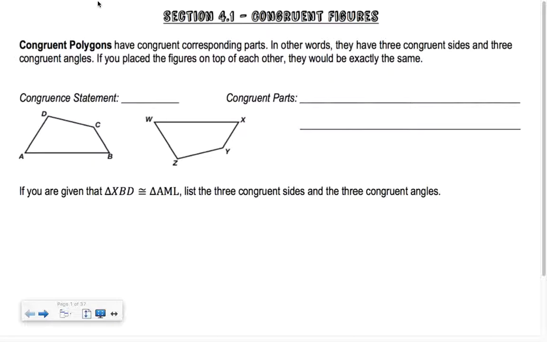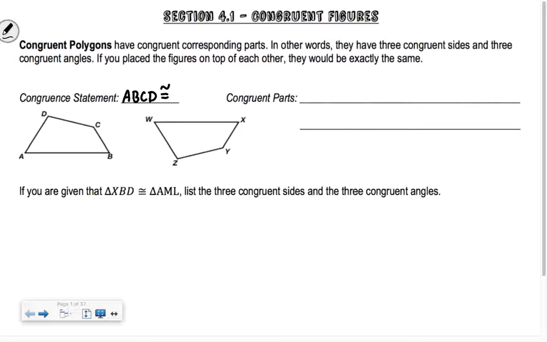Yeah, so the same segment lengths and the same angle measurements as well. Congruent polygons have to be exactly the same. If I took these two quadrilaterals and rotated one on top of the other, they would be exactly the same. Sometimes you might have to flip it over, like do a reflection. So you need all of the sides to be congruent and all of the angles to be congruent. The congruence statement is that quadrilateral ABCD is congruent to the other quadrilateral.